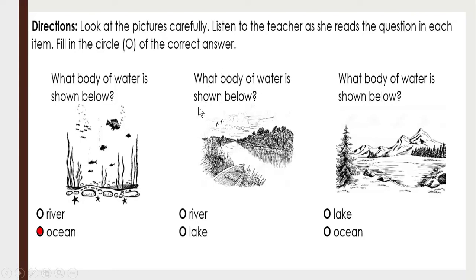What body of water is shown below? River, lake. Very good. The answer is river. Number 3 question.